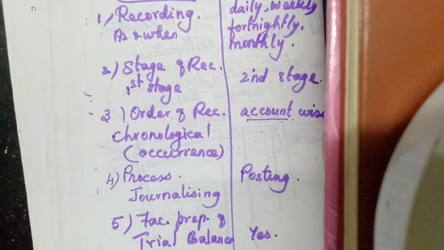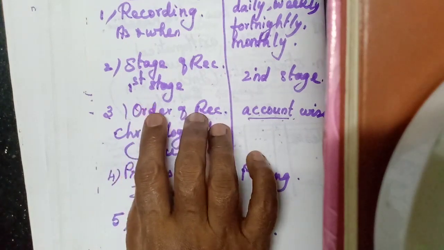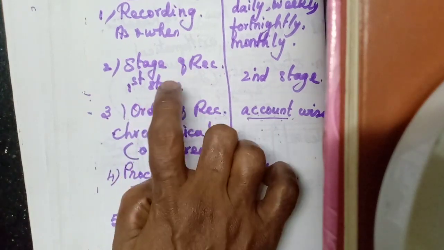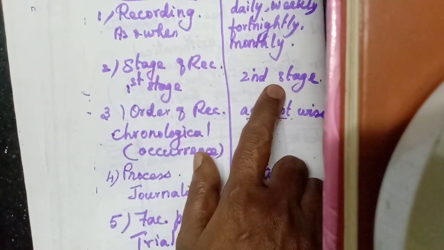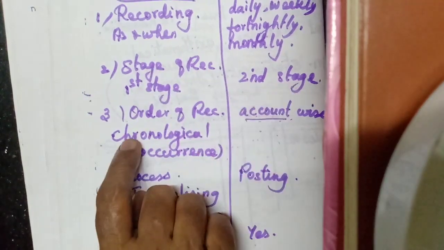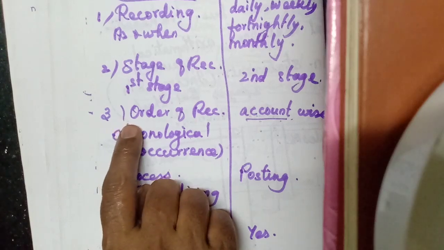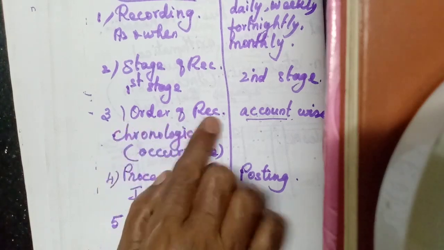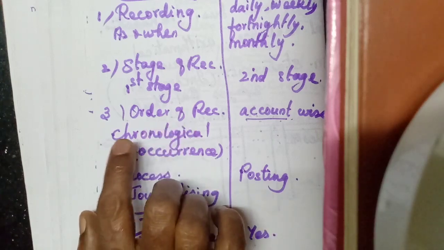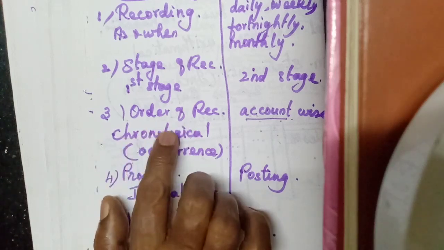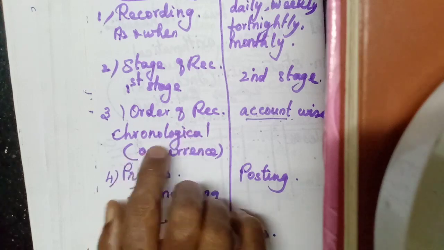The second one, stage of recording. So we know it is the first stage of recording journal entries. Posting in the ledger is the second stage. Third basis, order of recording. In which order will we record the journal entries? We know, in chronological order, or the order of occurrence.